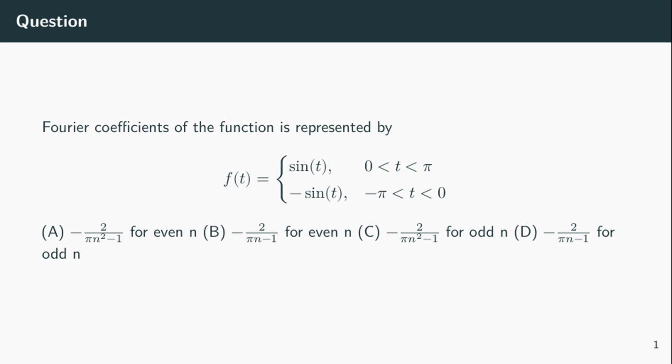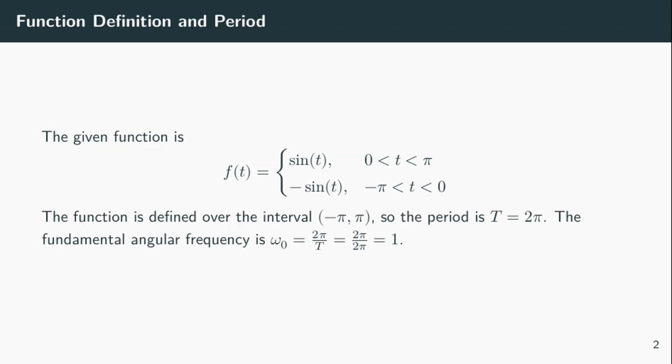We're asked to find the Fourier coefficients, and we have four options here to compare our result against, particularly focusing on what happens when n is even or odd. So first off, let's clearly state the function again. F of t is sine of t for t between 0 and pi and minus sine of t for t between minus pi and 0.